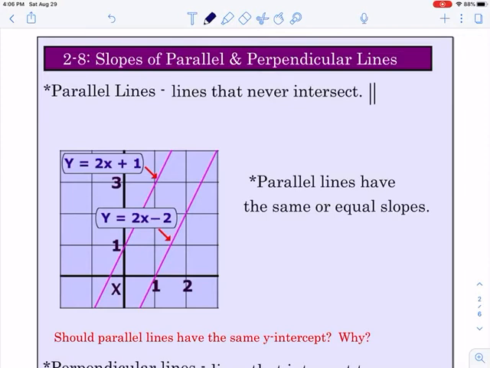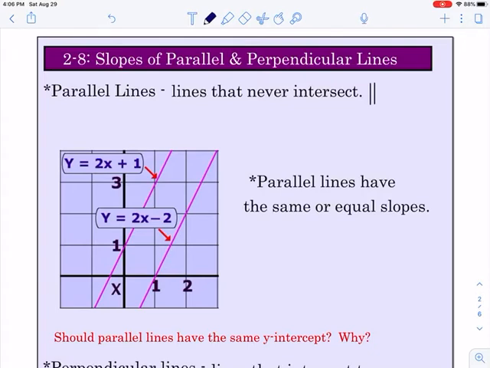So for section 2.8, we're going to talk about slopes of parallel and perpendicular lines. So we're going to basically still be working with the equations of the lines that we were working with in 2.7. So we're going to talk again about point-slope form and slope-intercept form. But now we're going to also bring in parallel lines and perpendicular lines.